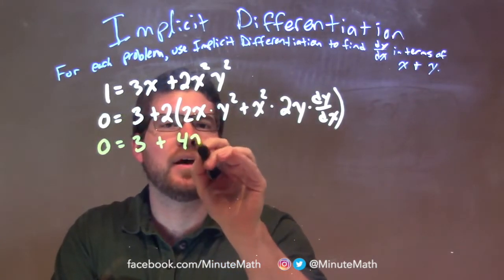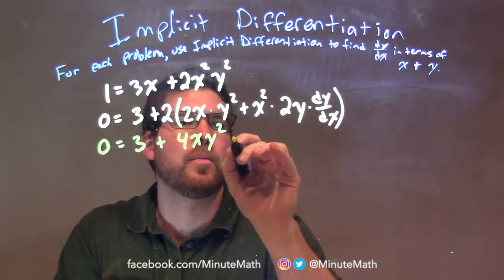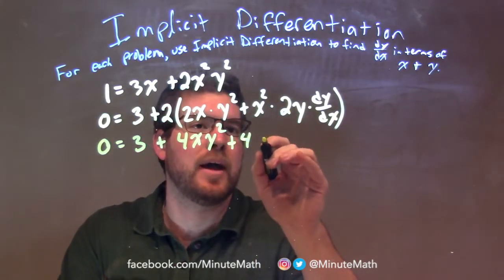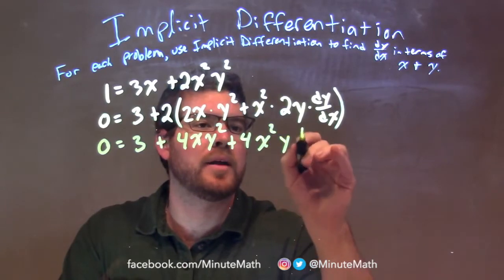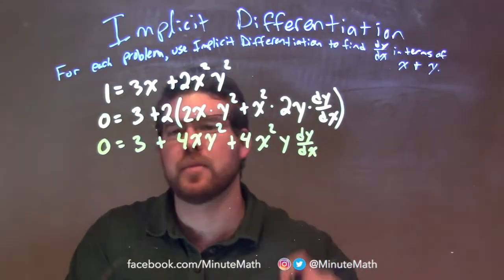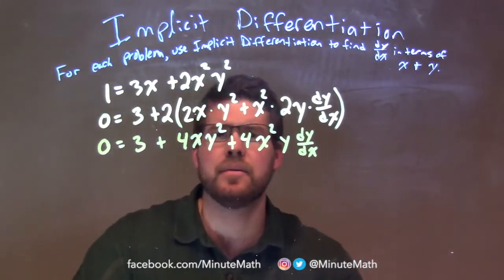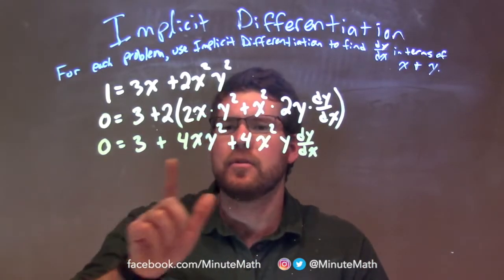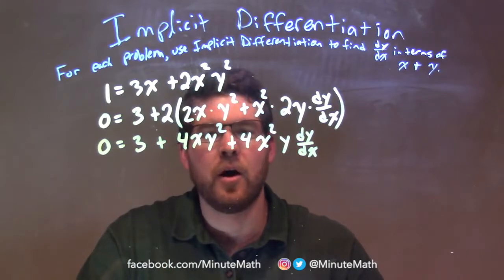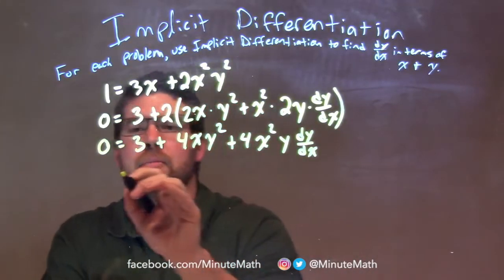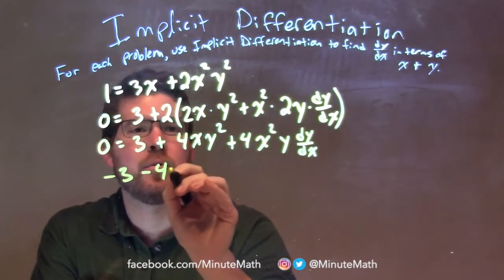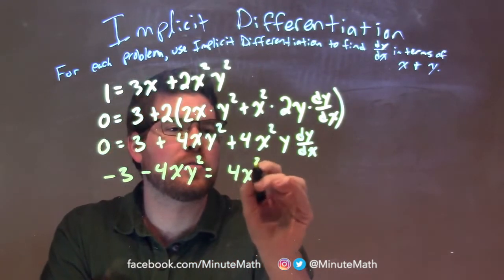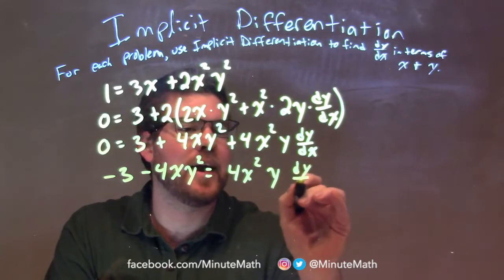So we have 4xy squared plus 2 times this 2, and up front is 4. And we have x squared y dy dx. Okay? So now I'm going to do a few things. I'm going to subtract a 3 from both sides and a 4xy squared from both sides. So I have negative 3 minus 4xy squared on the left equals 4x squared y dy dx.